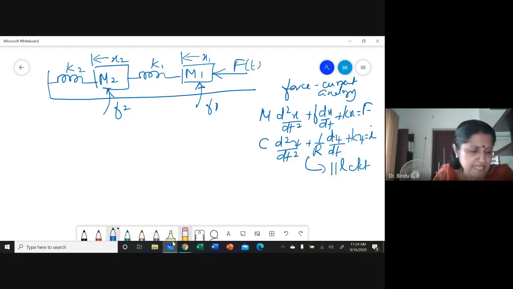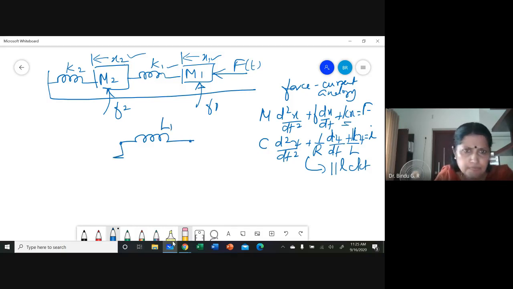This is very much easier. You are having two nodes, X1 and X2, which means you have this common one, K1. Instead of K, what will you write? It is 1 by L. Instead of K1, you will put just 1 by L. It is just L1.